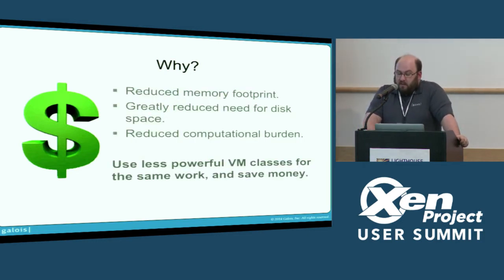So first of all, why does this save you money? It saves you money because we're reducing your memory footprint. We're greatly reducing your need for a disk. And you have a reduced computational burden. I'm not going to go into that too much because Don, again, did a great job in the previous talk describing why unikernels can save you some computation. But what this adds up to in the end is that you can use less powerful virtual machine classes for the same amount of work and save money that way, which means that either you use a less powerful virtual machine from Google, or if you have your own private cloud, you can put more things on your single bit of hardware.